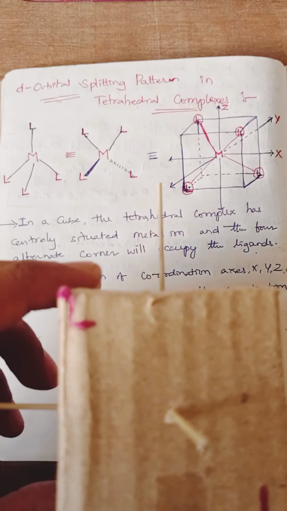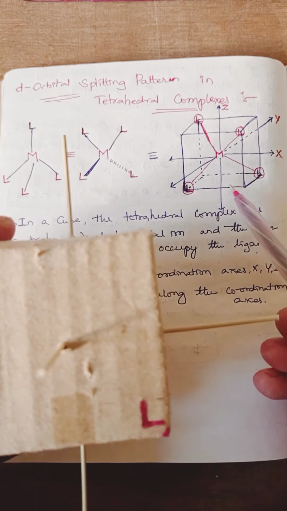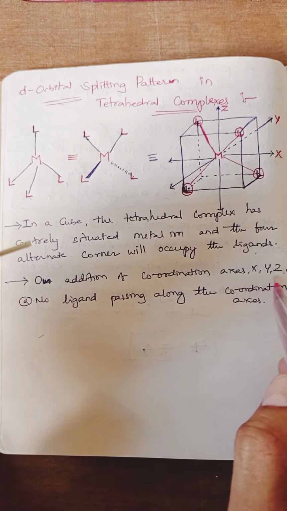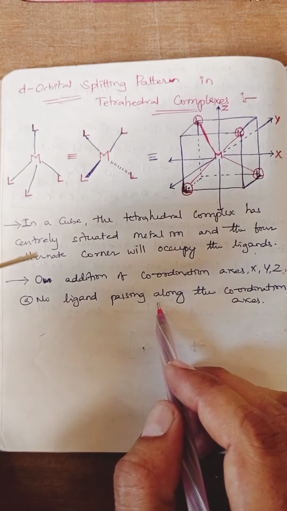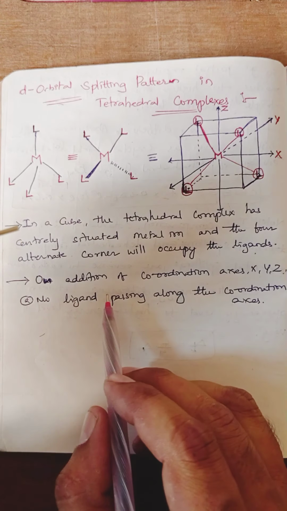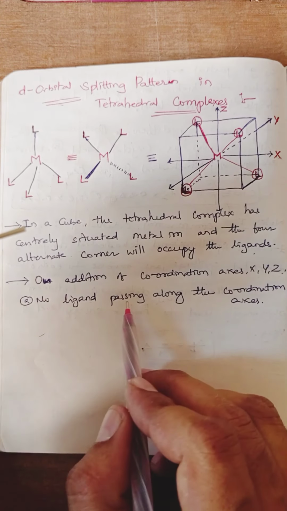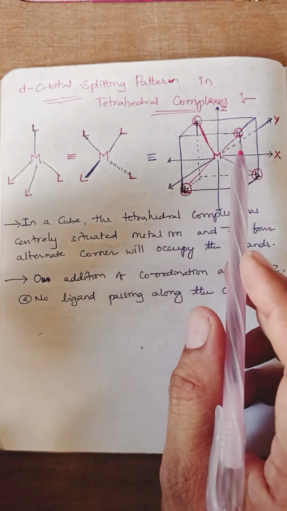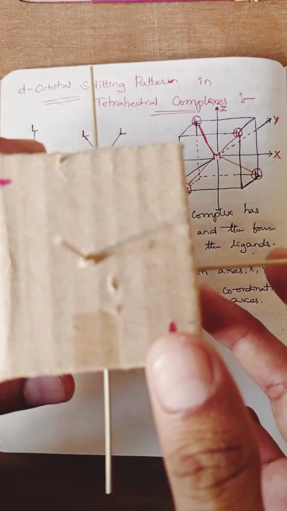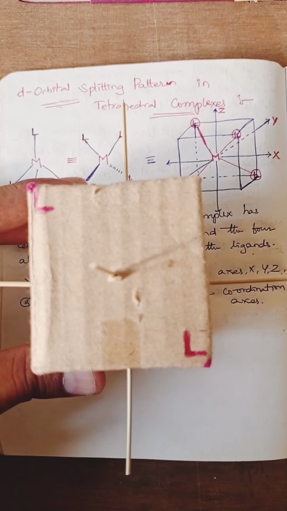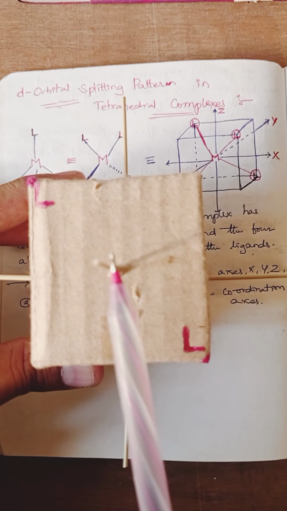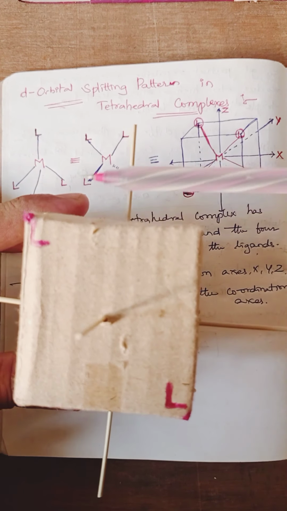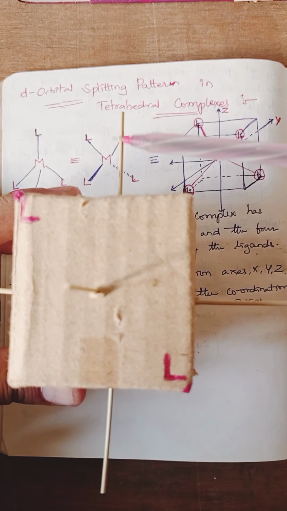So as I just said, on any of the coordination axes no ligand is present, right? So on addition of coordination axes, no ligand passes along the coordination axis. By this picture we can come to know, but I will explain it in a model also. Here I am taking the model where this is the z axis, and this one is the x axis, and this we are considering the y axis, right?